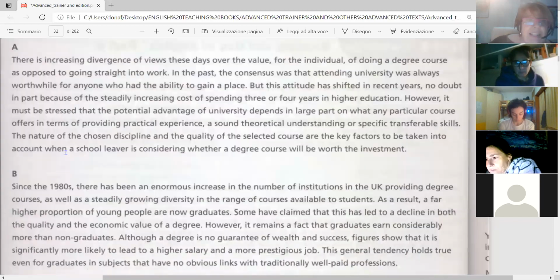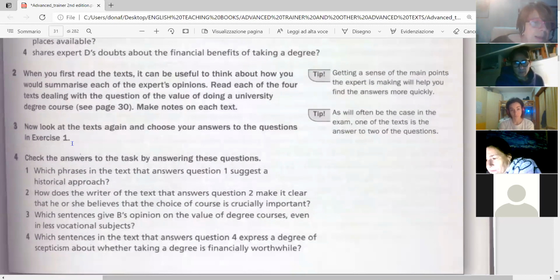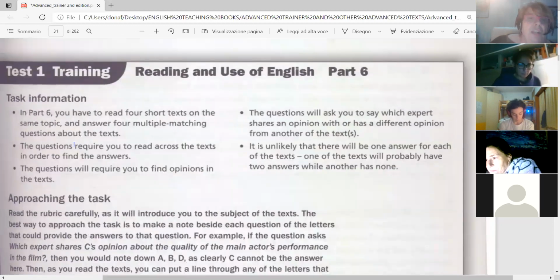To do that, we have to prepare ourselves with pages 29 and 30 next time. So we will know how to approach this task, what to read, what to do before, and also what part of grammar and vocabulary we need to improve to arrive at this part of the text quite prepared. Okay, clear.